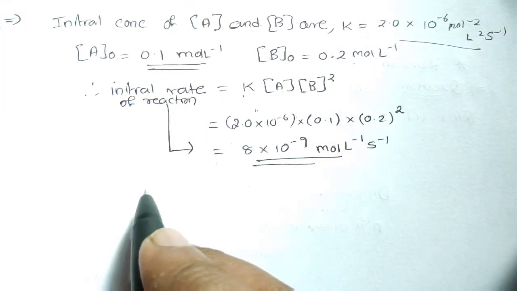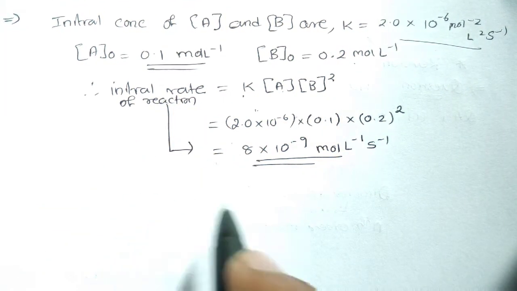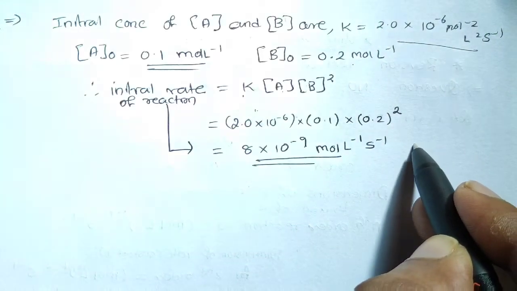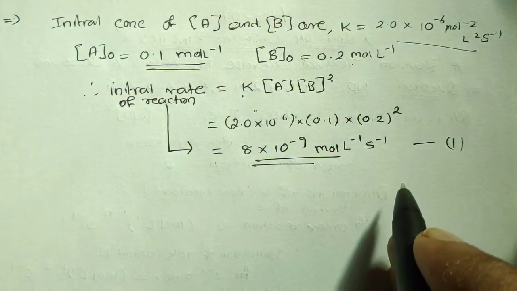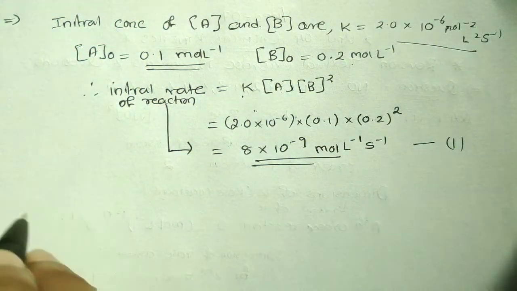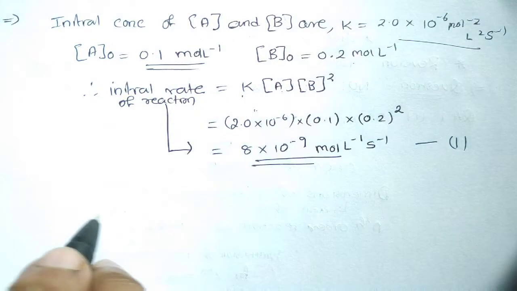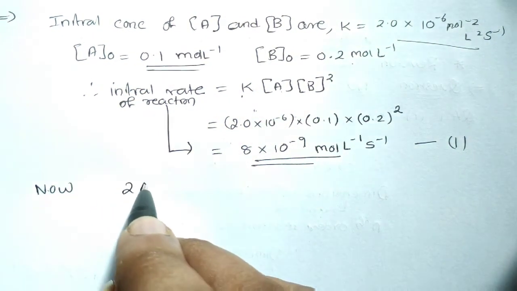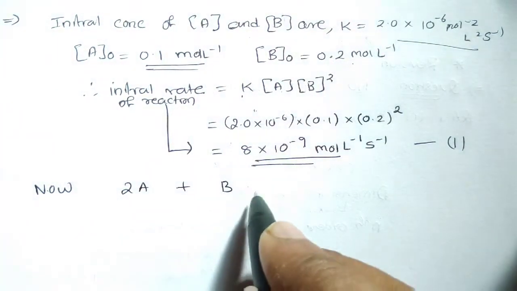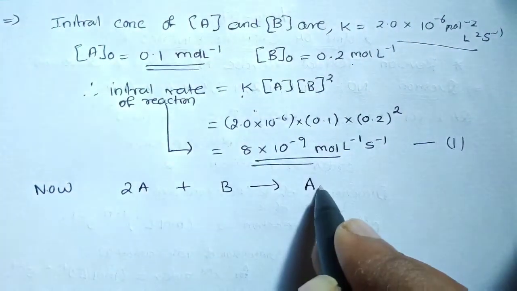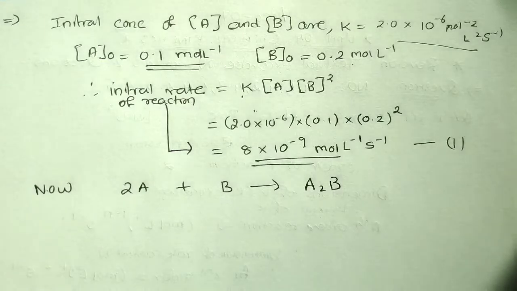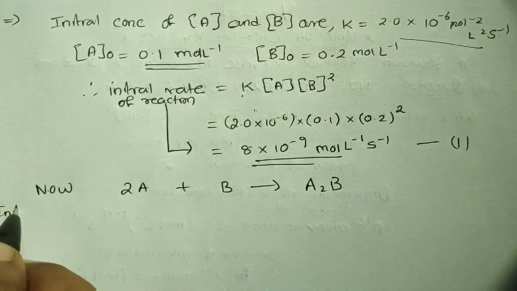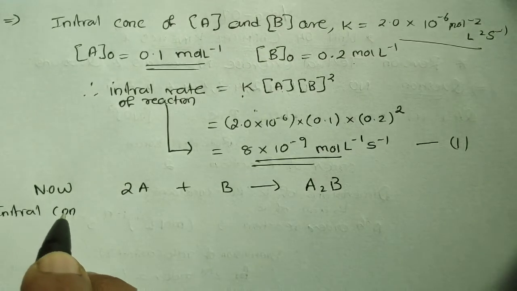Now the second part of the sum. I will take this as part 1, the initial rate of reaction, the first part of the sum. In the second part, I will write the reaction. What was the reaction given? 2A + B gives A2B. So when I write the initial concentration, what is the word? Initial concentration.